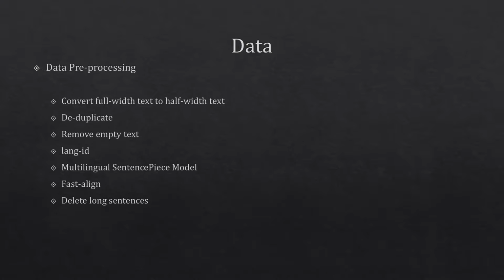We followed the basic data pre-processing procedures: convert full-width text to half-width text, deduplicate the data, remove text where the source or target side is empty, perform language identification on the dataset and remove text with undesired languages, employ a multilingual sentence piece model for all languages, filter the corpora with fast align, and delete extra long sentences with more than 100 subtokens. The details of some of those strategies will be explained later.